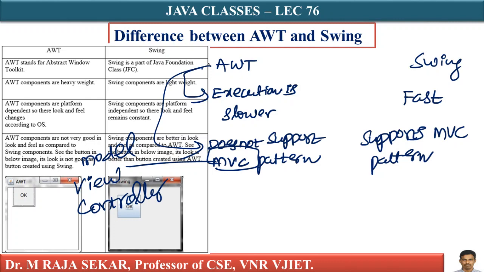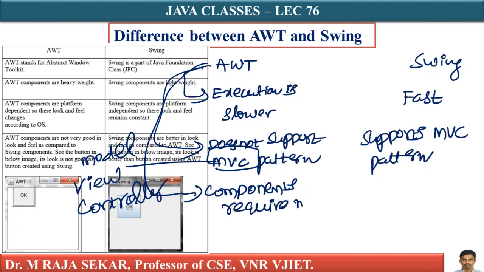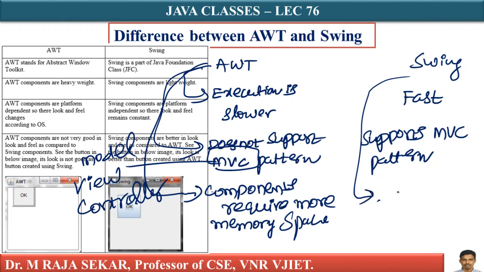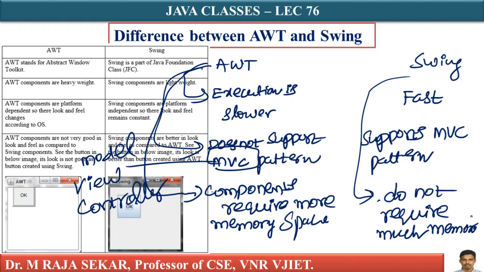In the case of AWT, components require more memory space. In the case of Swing, components do not require much memory.